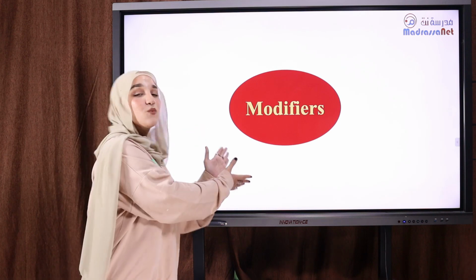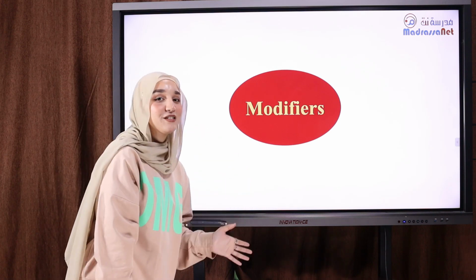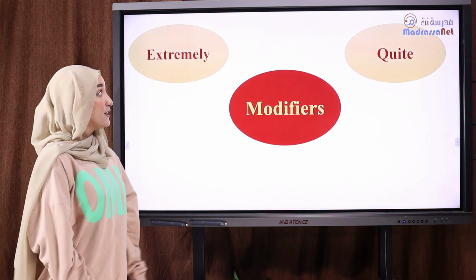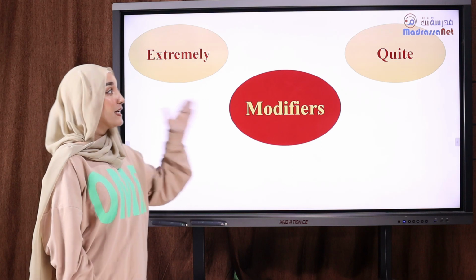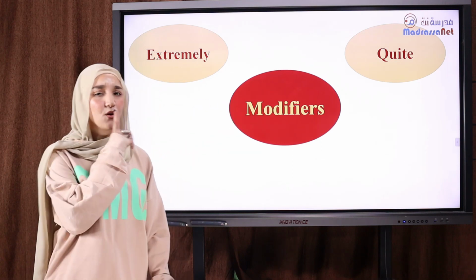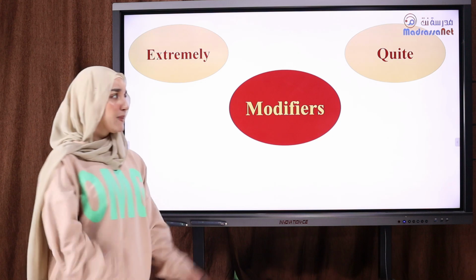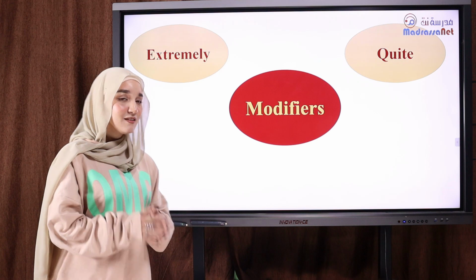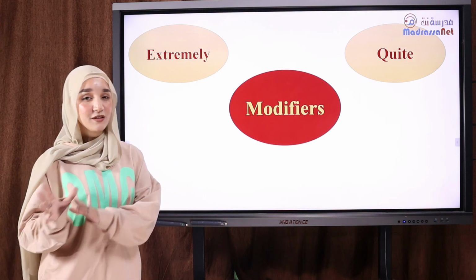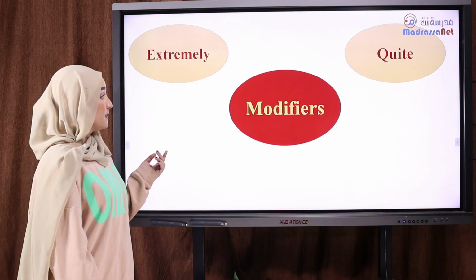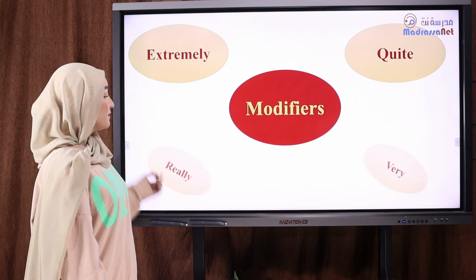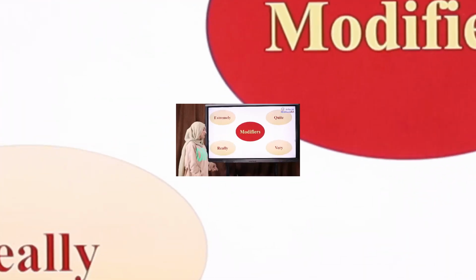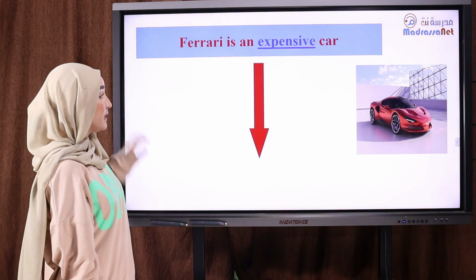Again, this is what we're here for. Modifiers. So what are modifiers? The first two modifiers are extremely and quite. Not quiet, like shh, but quite is a modifier. Quiet is another adjective, and it has a totally different use. The next modifiers are really and very, okay? And they are quite the same, by the way. Let's take a look at examples.